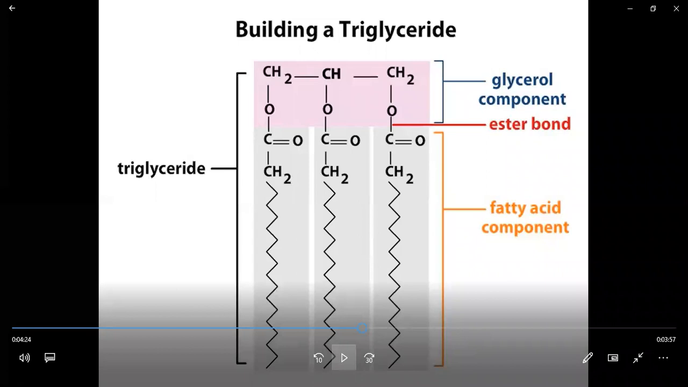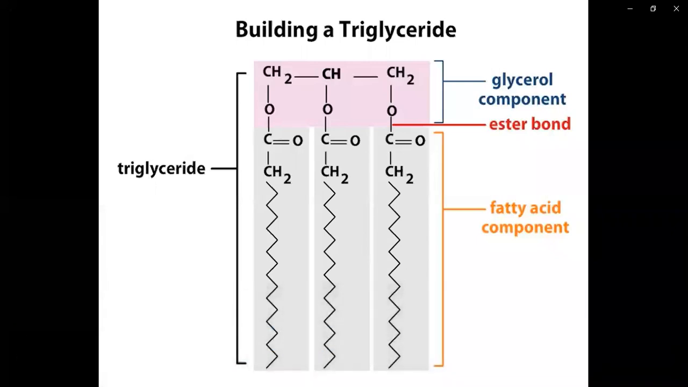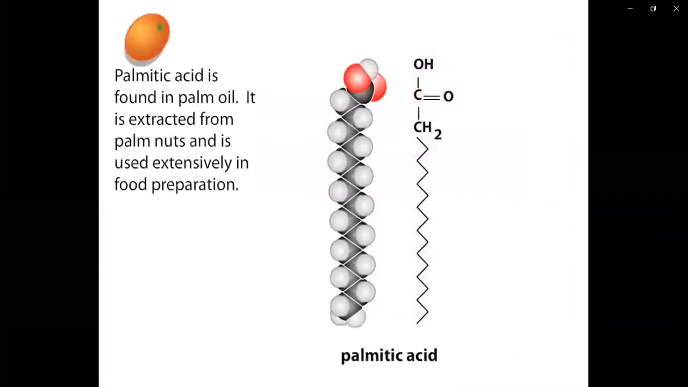Fatty acids attach to the glycerol molecule by a covalent ester bond. The long hydrocarbon chain of each fatty acid makes the triglyceride molecule nonpolar and hydrophobic. Palmitic acid is a fatty acid with 16 carbon atoms. It's called a saturated fatty acid because all the carbon atoms in the chain are single bonded to each other and are fully saturated with hydrogen atoms.